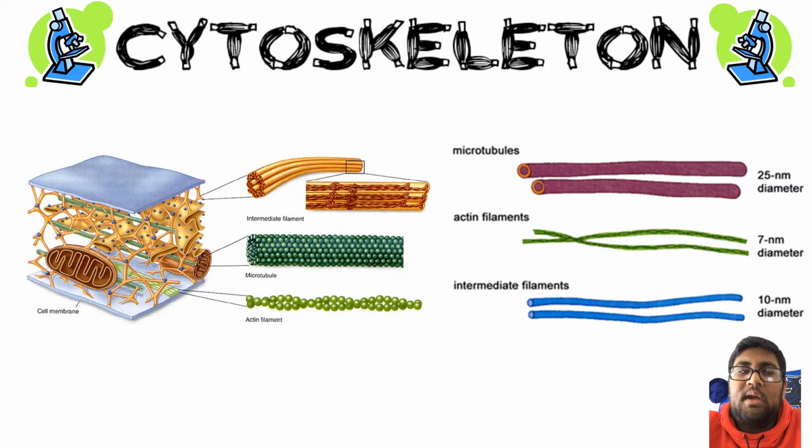Intermediate filaments, as their name suggests, are mid-sized with a diameter of about 10 nanometers. Unlike actin filaments and microtubules, intermediate filaments are constructed from a number of different subunit proteins, as you can see in the PowerPoint, as a structure of the cytoskeleton and the components of it.